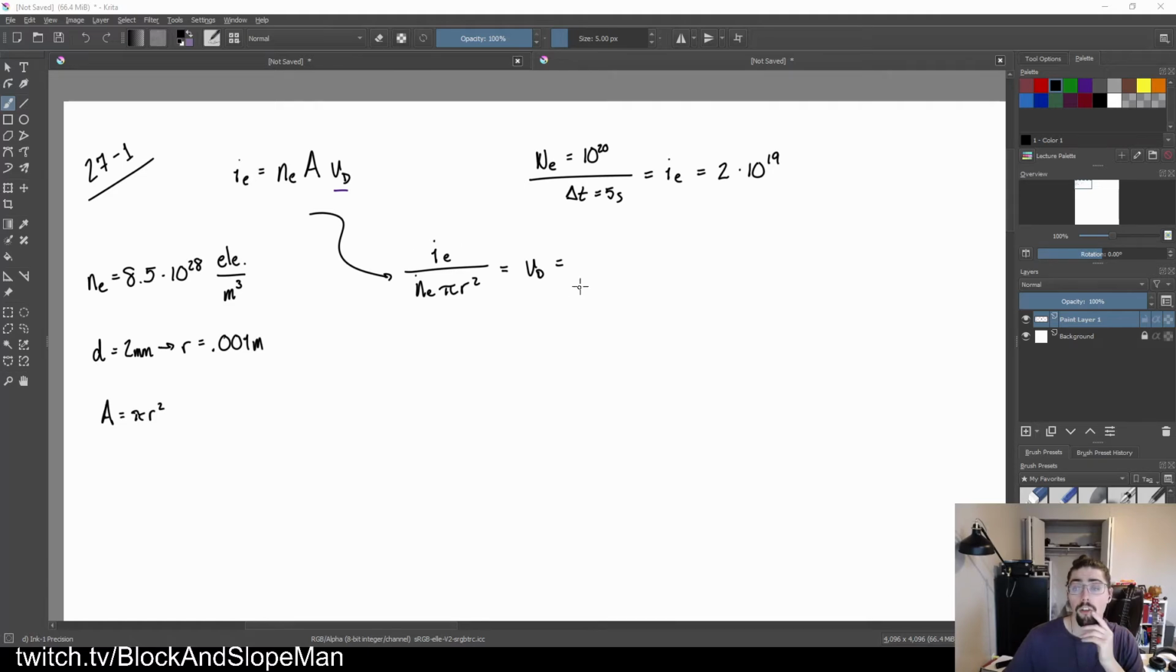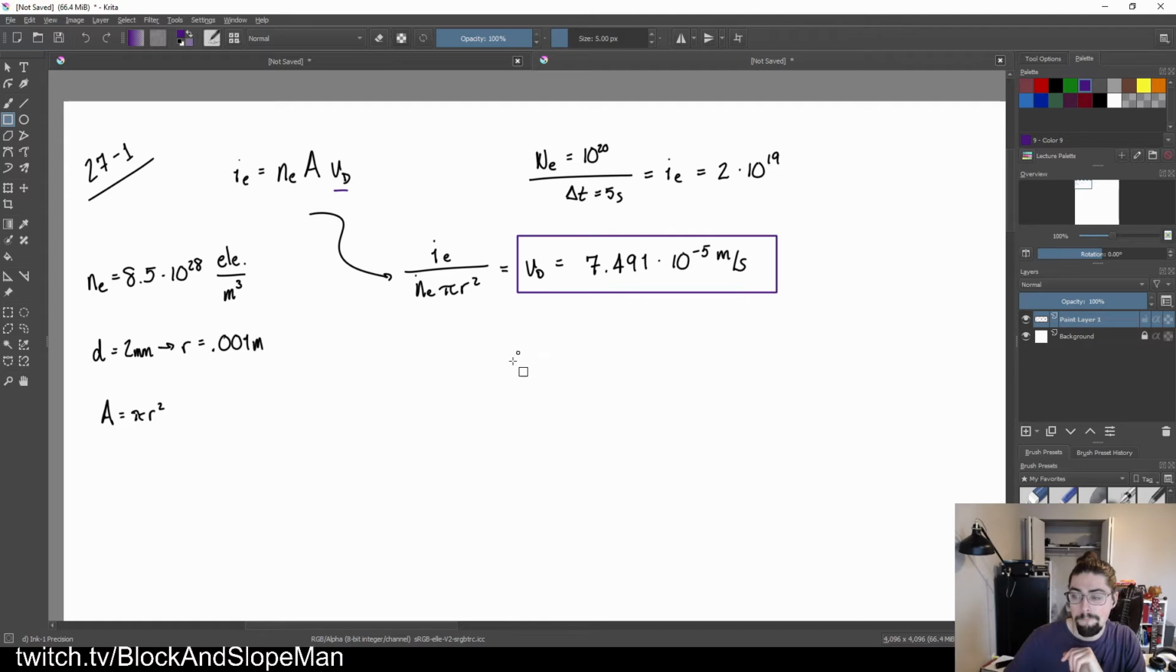Tiny as far as you might know, but this drift velocity is actually going to be 7.491 times 10 to the negative 5th meters per second. That's an accurate number. So in Canvas, this is asking for millimeters per second. Keep that in mind, right? But this is incredibly tiny.